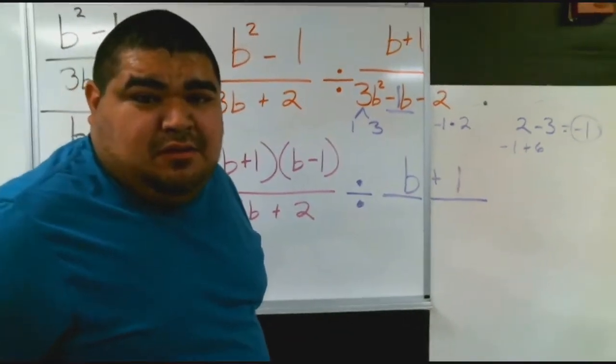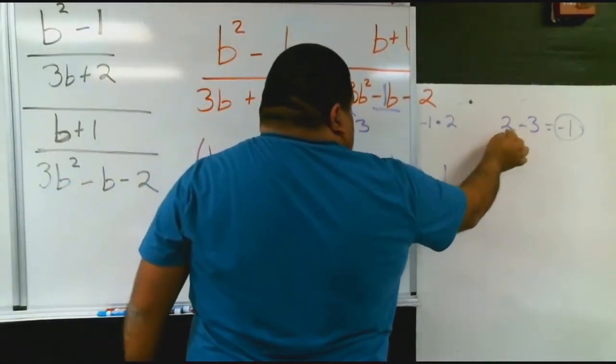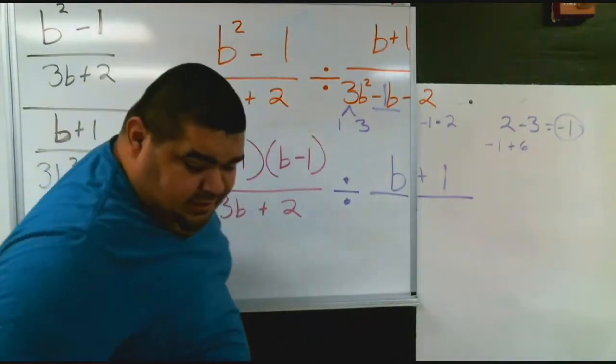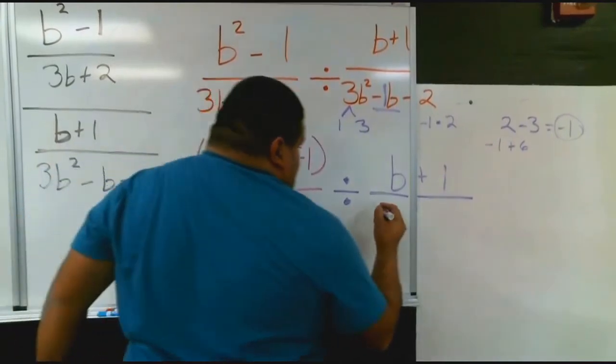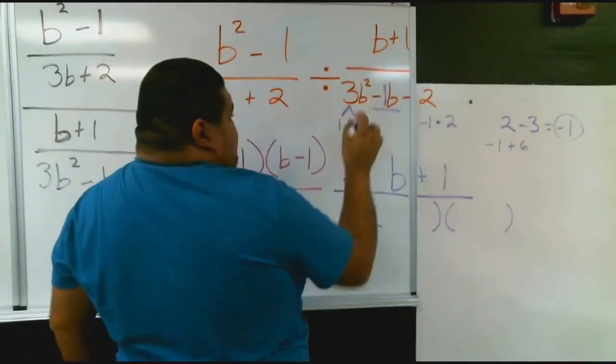So we found our numbers, which are 2 and 3. The way we're going to set it up, if you remember, is we're going to put two sets of parentheses. We're going to put the b's.